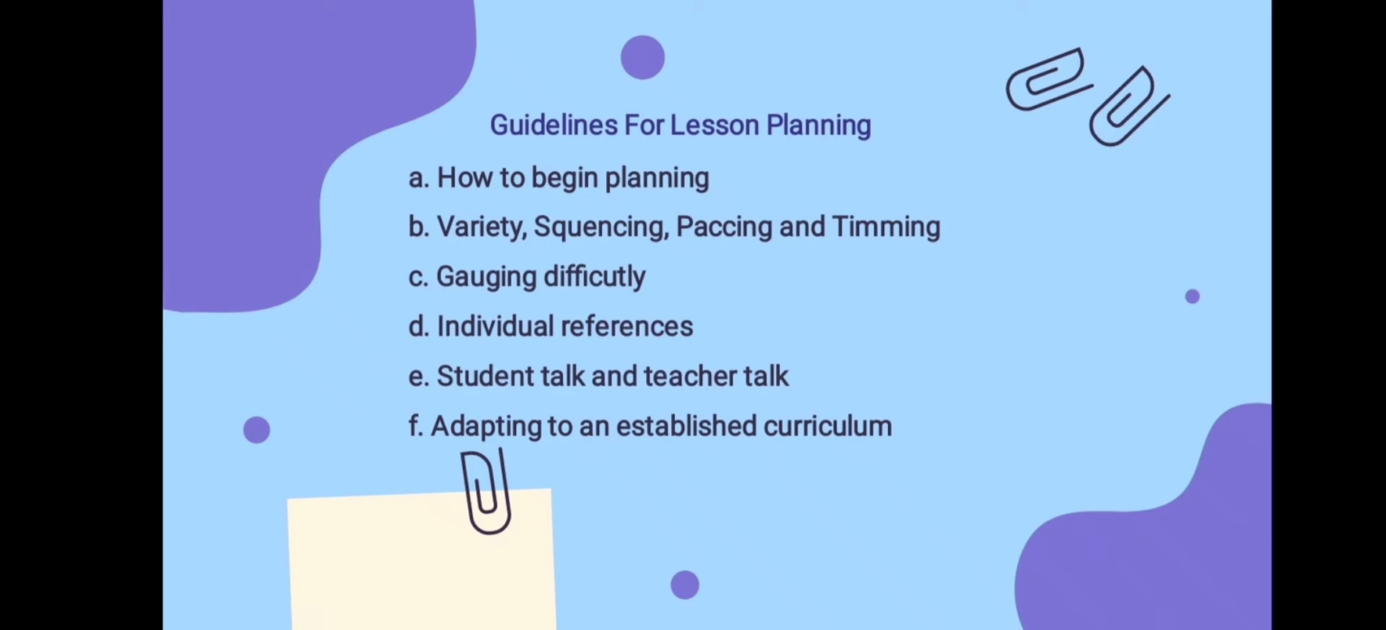Fourth, of the exercises in the textbook, decide which ones you will do, change, delete, and add to, all set on the objectives you have drafted. Next, draft out a skeletal outline of what your lesson will look like. And the last one is to carefully plan step-by-step procedures for carrying out all techniques. Okay, the next guideline for lesson planning is variety, sequencing, pacing, and timing. The third guideline is gauging difficulty. Fourth is individual reference. Fifth is student talk and teacher talk. And the last one is adapting to an established curriculum.